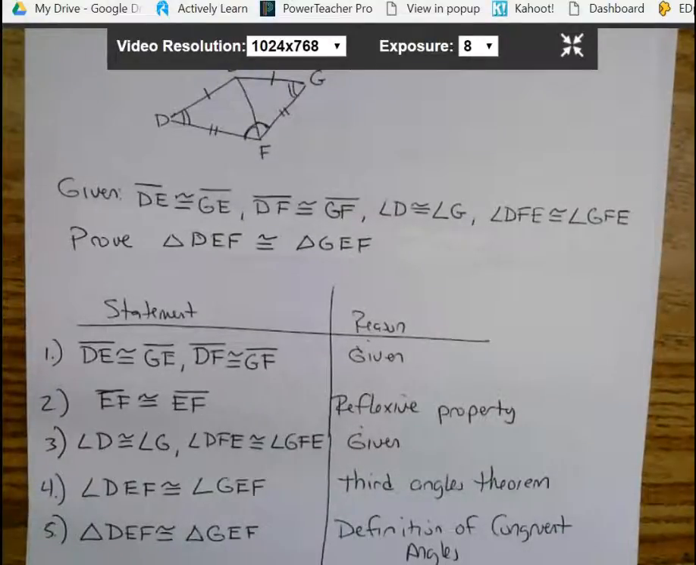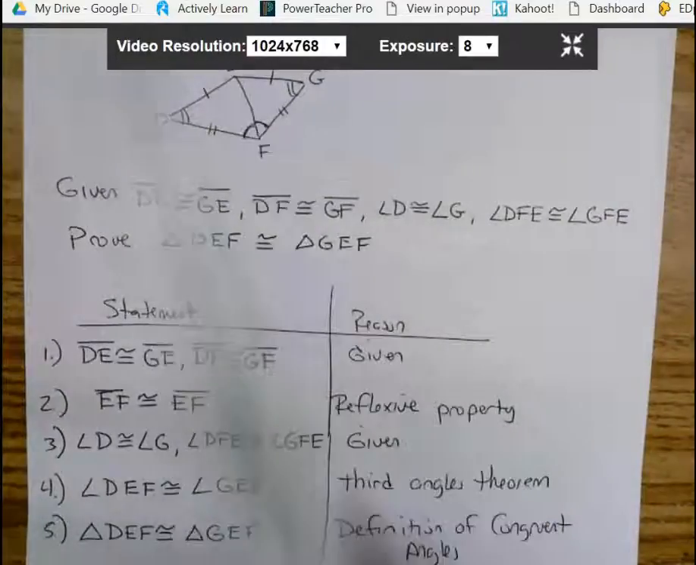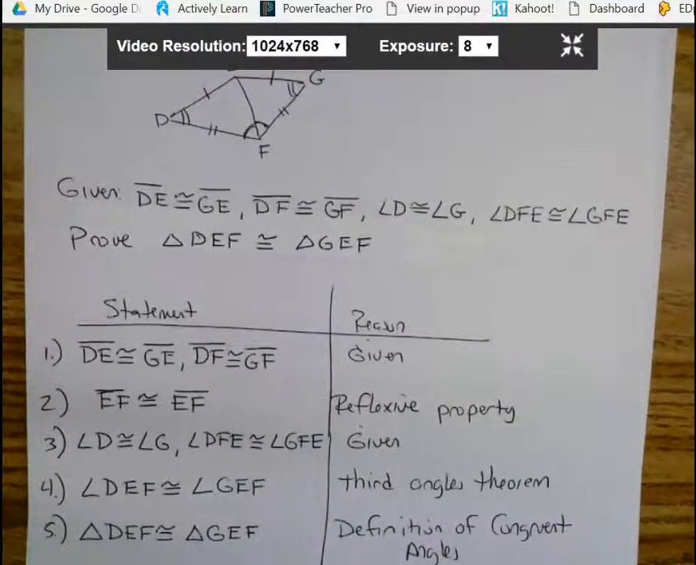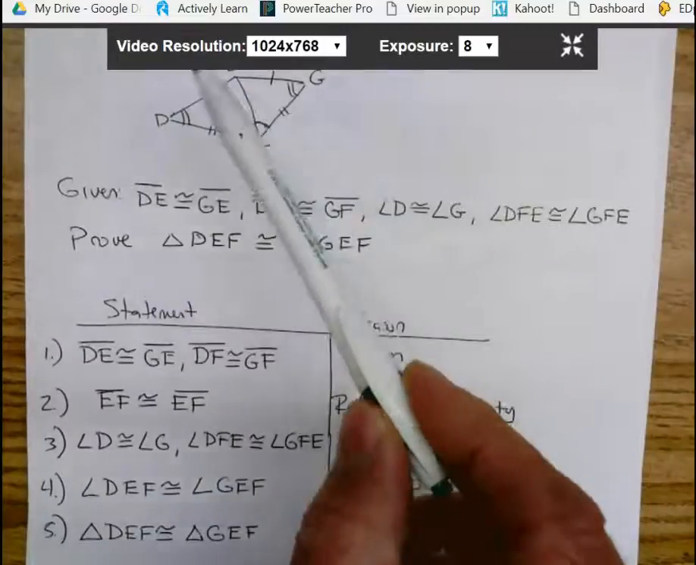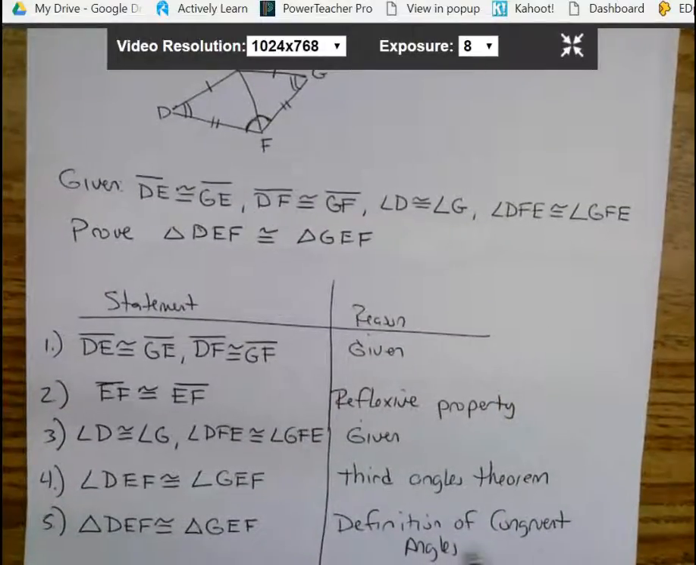And then finally, because of all that, if this angle and this angle are the same, because that's the only thing we didn't know, and the sides are the same, then we know they're congruent, by the definition of congruent angles. Then we can say triangle DEF is congruent with triangle GEF.